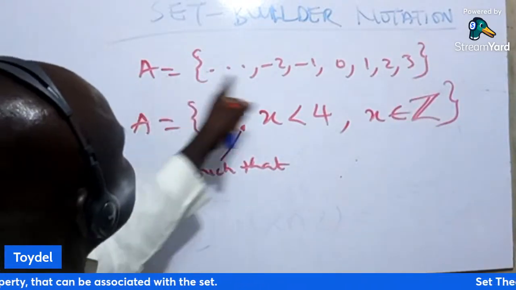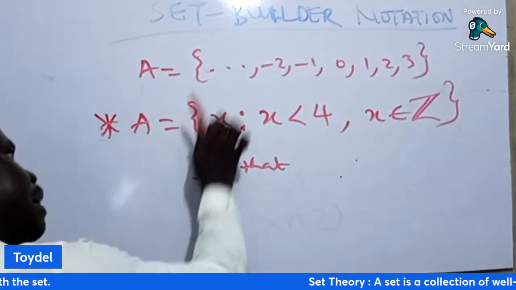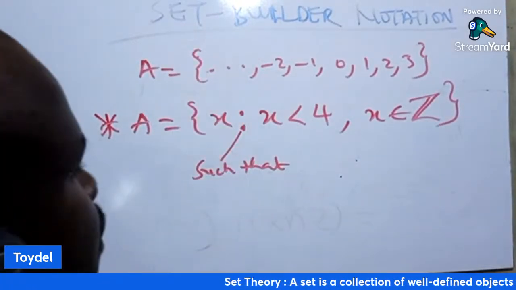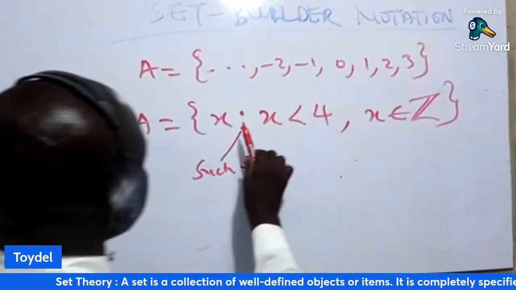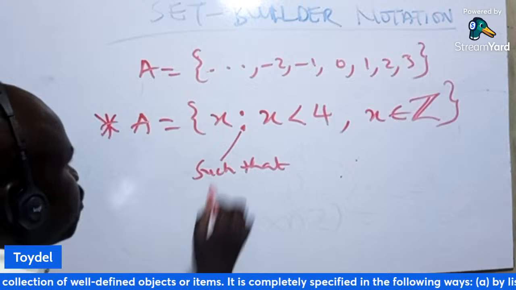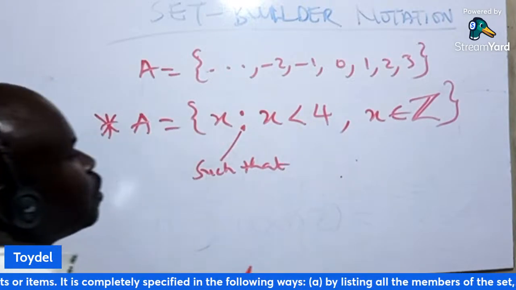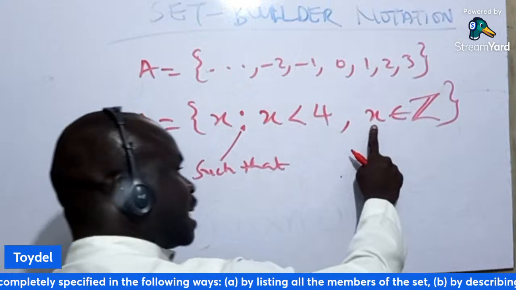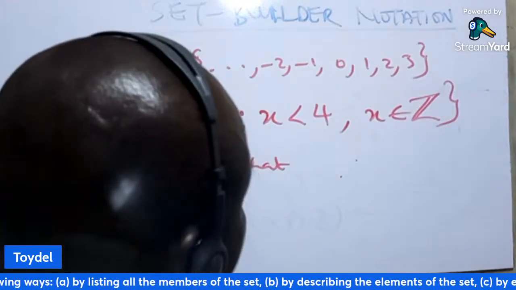Then if I don't want to write the set here, what if you are given something like this? If you are given something like this, can you interpret it as this? That is the question. Because what you normally do under set builder notation is that you represent each of the elements of this set as X. We put colon such that X is less than 4. Then we must tell whether X is a natural number, integer, rational, irrational, real, or complex number.